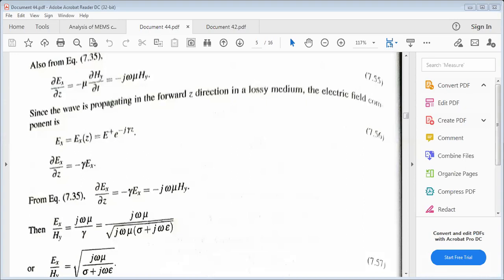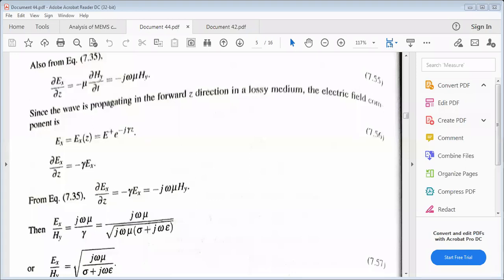in a lossy medium, the electric field component Ex as a function of z equals, in the forward direction, E plus into e power minus gamma z, where gamma equal to alpha plus j beta. So dou Ex by dou z equal to minus gamma into Ex. From the above equation again, dou Ex by dou z equal to minus gamma into Ex equal to minus j omega mu into Hy.